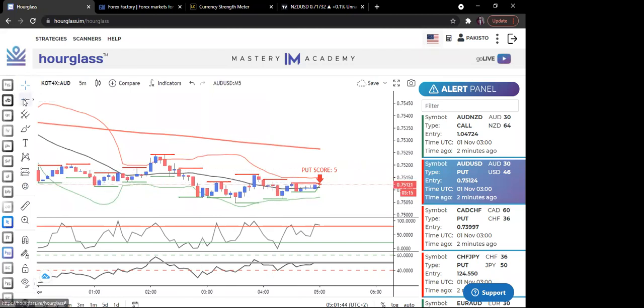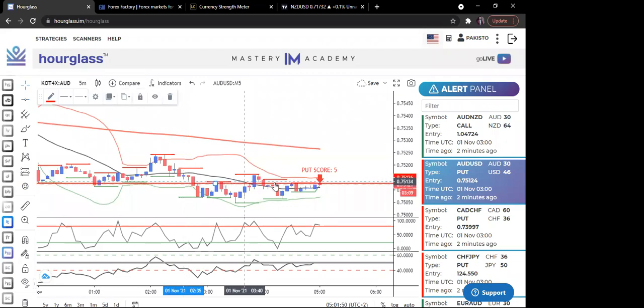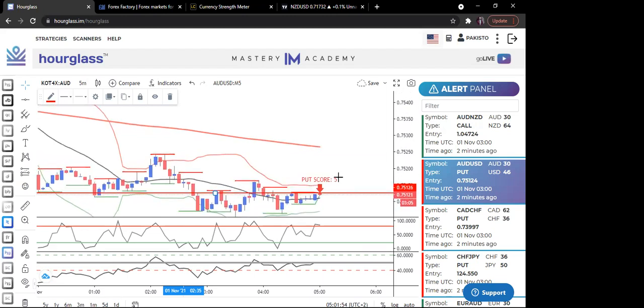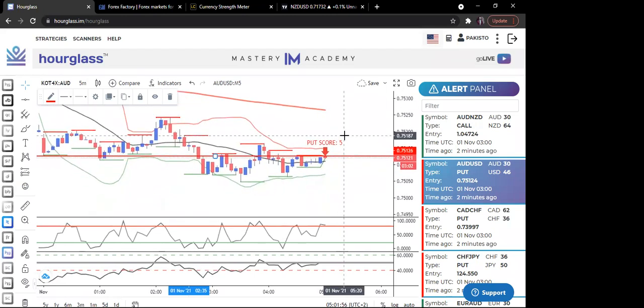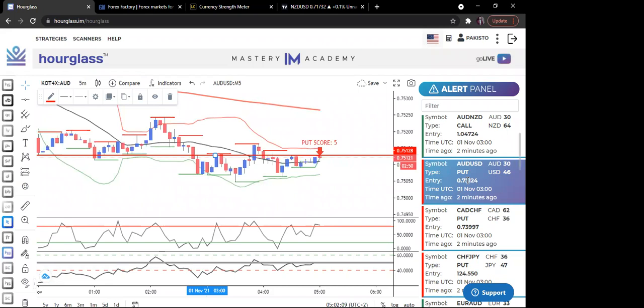We might have just missed a nice setup on AUD USD though. AUD USD really was a good setup. AUD was really a good setup. So we just missed out on a good setup on AUD USD. We just missed out on a put opportunity on AUD USD.